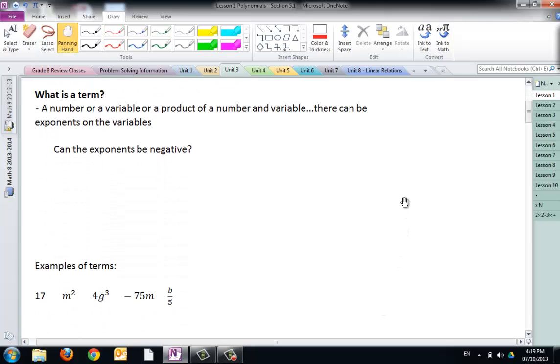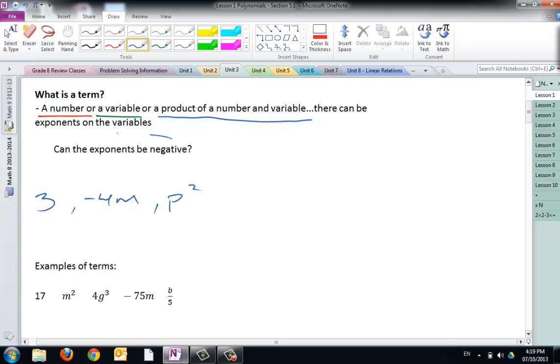So what is a term? A term can contain a number all by itself, or it can contain a variable all by itself, or it can contain the product of a number and a variable. And of course, we can see exponents on the variables as we just talked about. So examples of that would be things like 3. That's an example of a term. Or negative 4m, that's an example of a term. p squared would be another example. All of these are examples of terms.